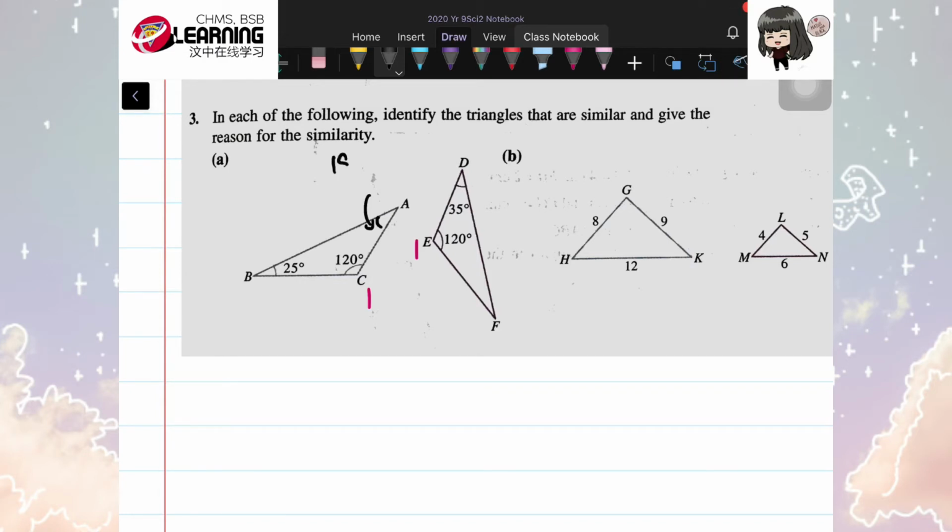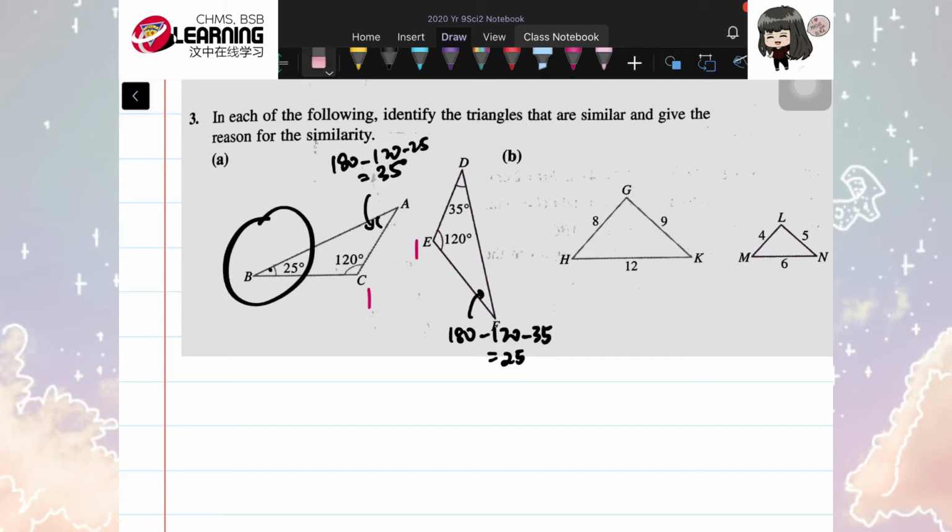So this is 180 minus 120 minus 25, and it equals 35 degrees. Oh, it's the same now with the D. With this, it's the same now. To find this, we use 180 minus 120 minus 35, and it's 25, so it's the same as this 25 over here. So 35 and 35, the second one and the third one, here and here.